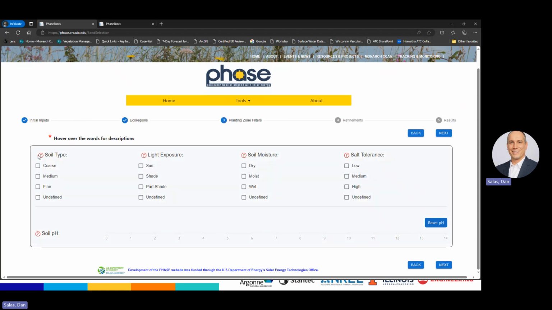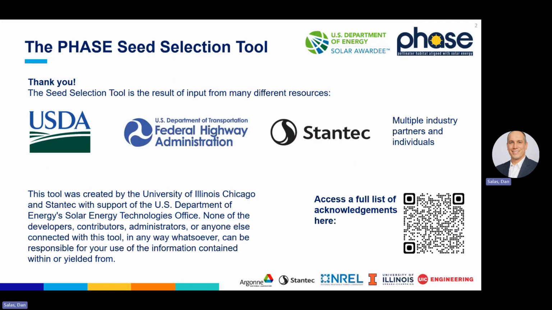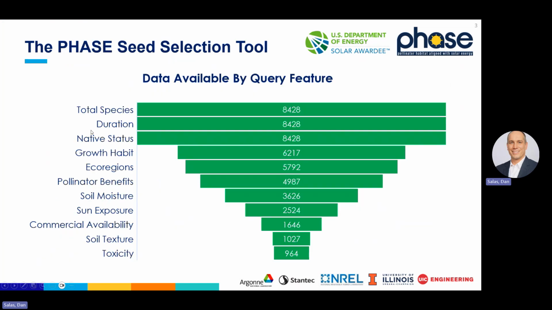So if I want to look at this, we can look at my site conditions, and I can start selecting different conditions I want to include. You'll notice each of these includes an option for undefined. Those are null values or blank values within the database itself that we're using. To just show you an example of what that means, when we include the overall list of species in the database behind this tool, we have just over 8,400 species included.